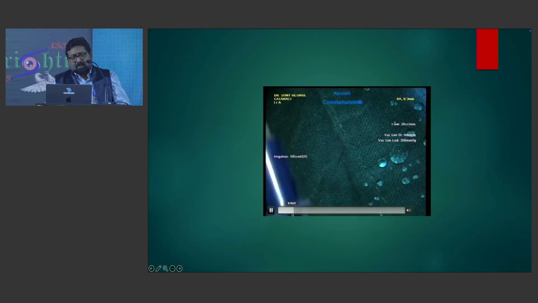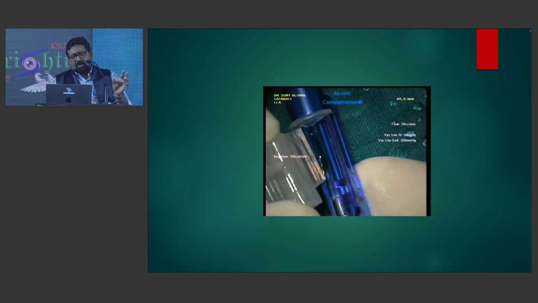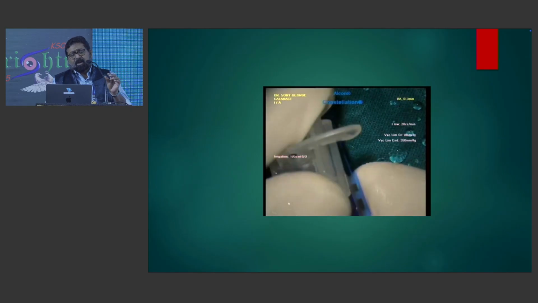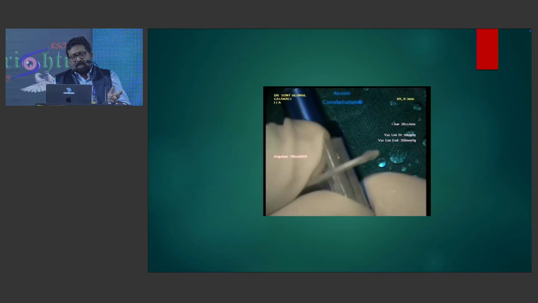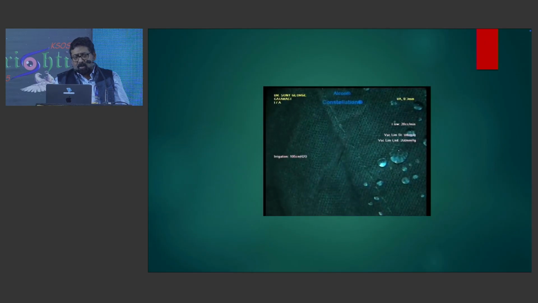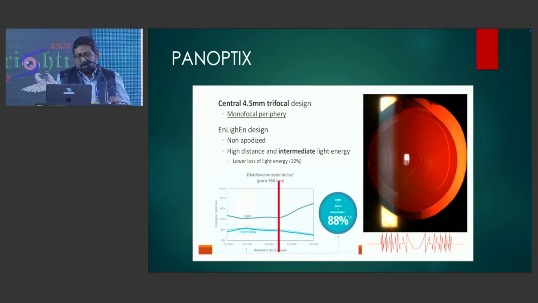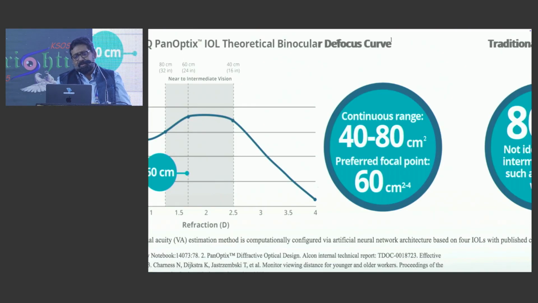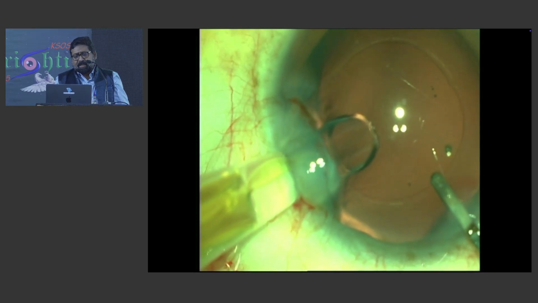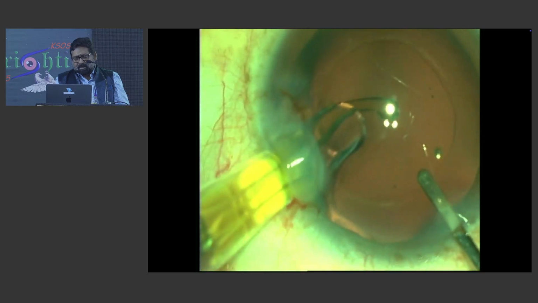This is the cartridge which comes in solution. You don't need to touch the lens alone at all. You can just place it, remove the cap, and then inject the IOL. And this is how the lens looks. Obviously, the rhexis should be good. The overlap should be perfect so that the ELP is maintained. And the Panoptics also, it's called the Enlightened technology, which are continuous range from 40 to 80. And this is how the lens is being injected.